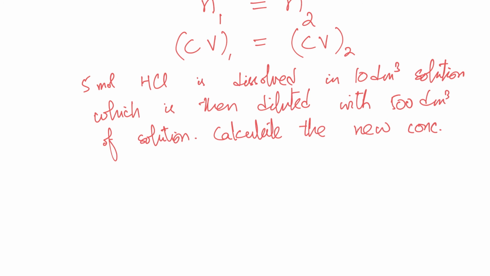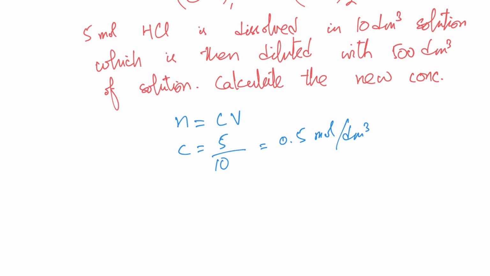First of all, let's figure out what our concentration is before the dilution. So the concentration before is simply that you have number of moles equal to concentration times volume. So concentration is number of moles, which is 5, divided by 10 dm cube, which is 0.5 moles per dm cube, which is the unit for concentration or molarity. And you have 10 dm cube as the volume of the solution.